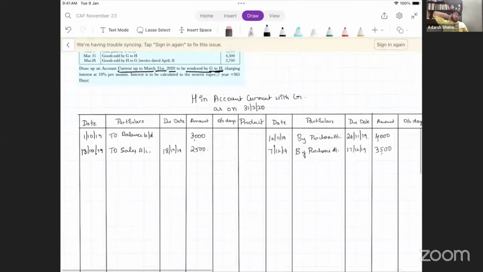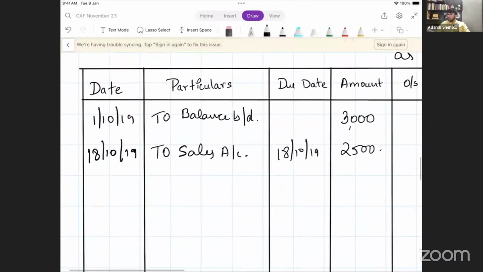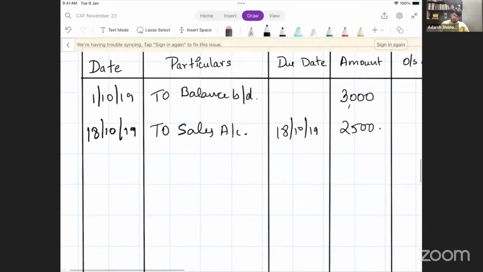What is the entry for bill payable? You have to create a liability for bill payable. So H's account debit to bill payable account. That's the journal entry. I hope everyone has understood why I'm treating it as a payable. Because I'm giving the promise, right?